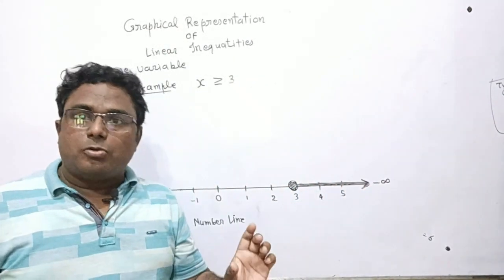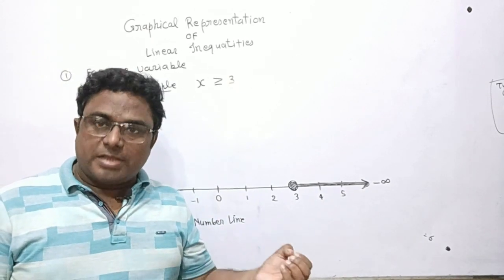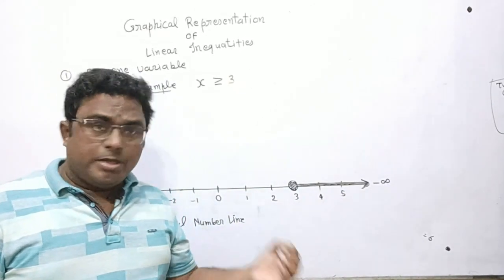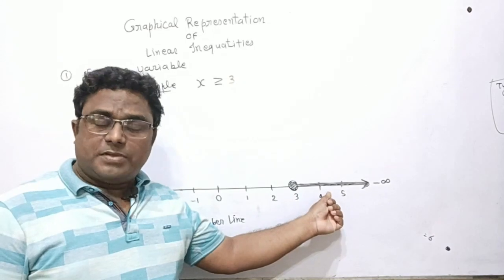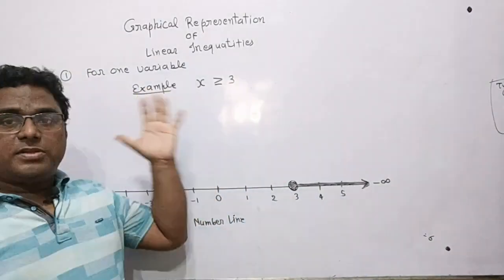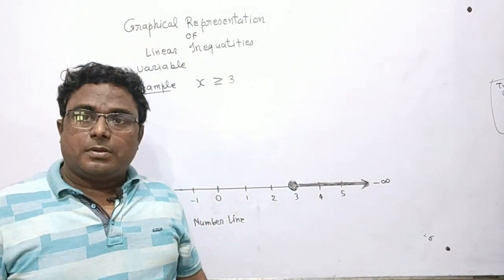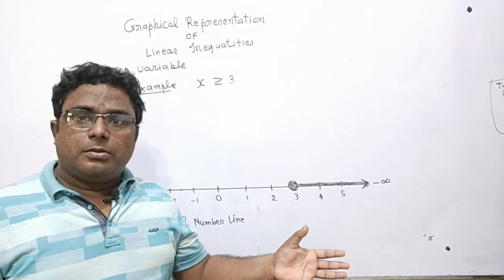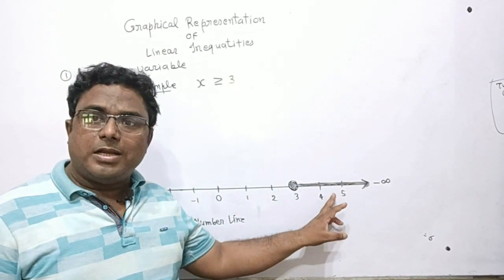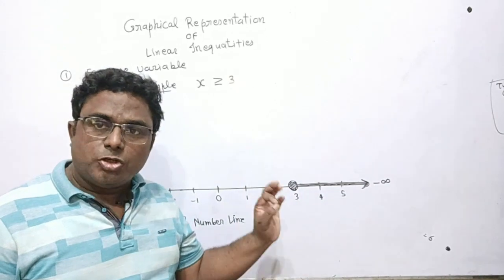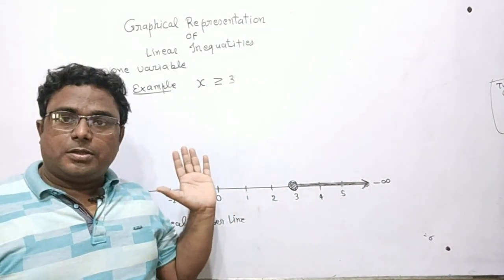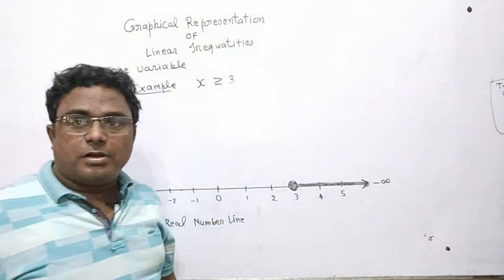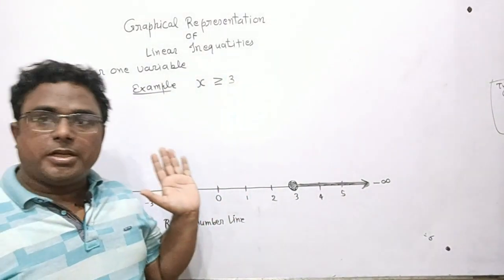The highlighted portion of the number line represents that each and every point of this segment is a solution of this inequality. Any point which you observe on the highlighted portion is a solution for this inequality. So this is the graphical representation for this linear inequality.